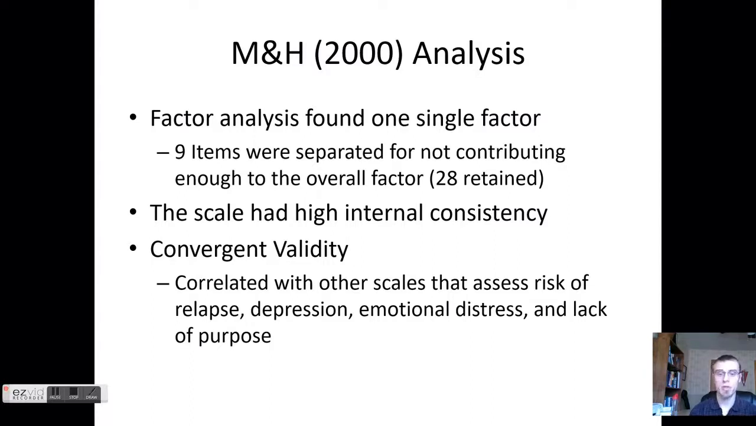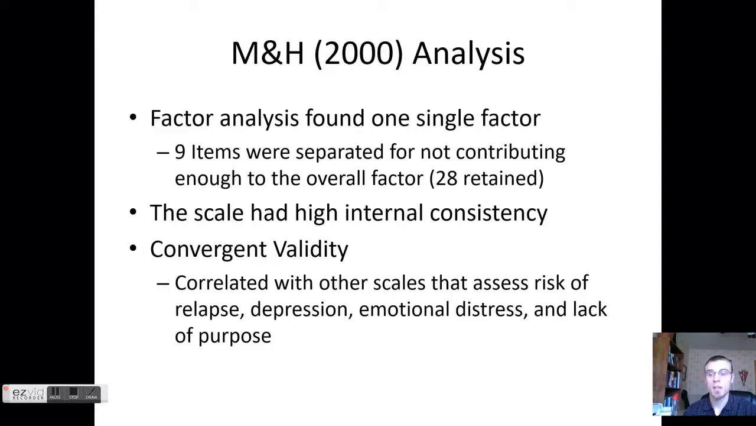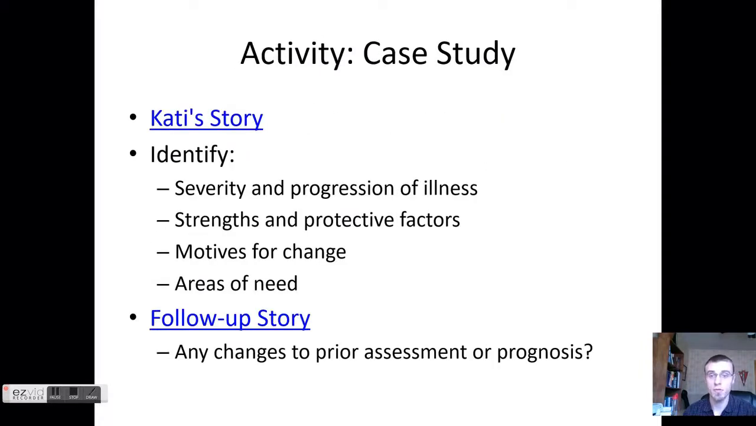Convergent validity basically showed that this scale that they created correlated highly with other scales that measured things like relapse risk, depression, emotional distress, and lack of purpose, which fits very well with the symptoms we talked about already when it comes to PAWS. So that's a very important study to keep in mind when we think about diagnostically what someone's going through during relapse or during the first year of recovery.